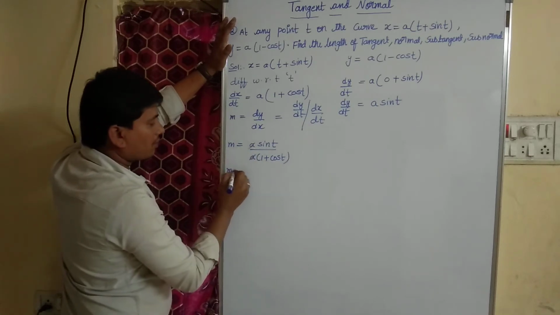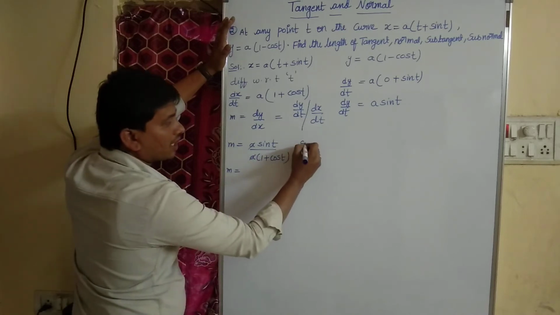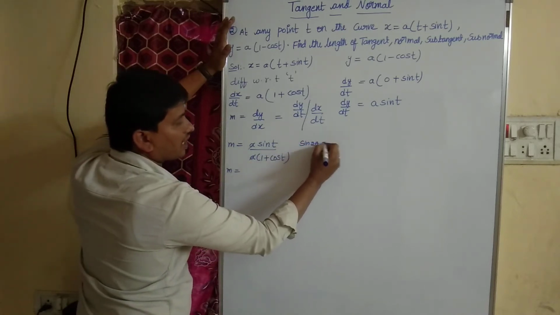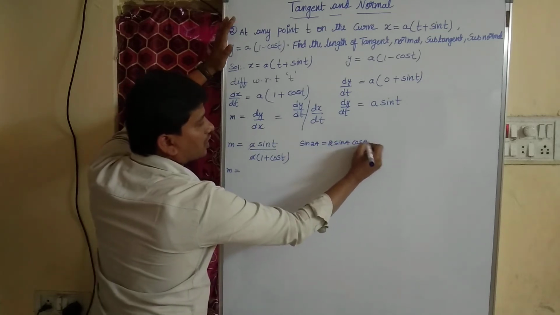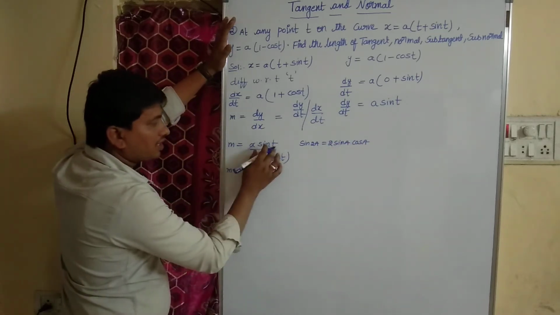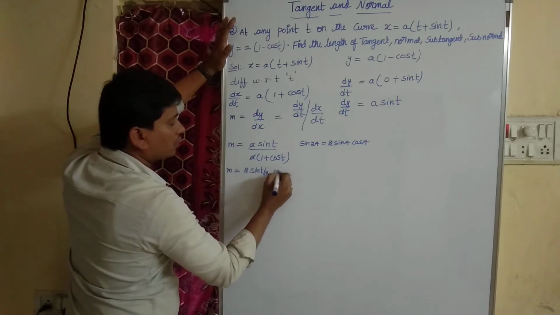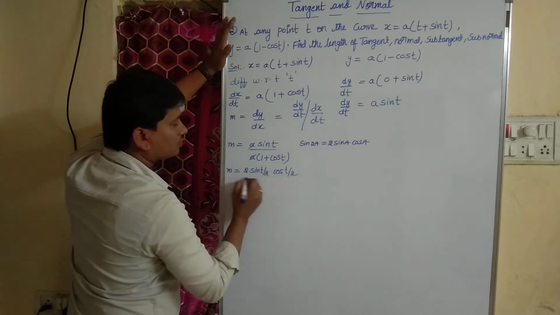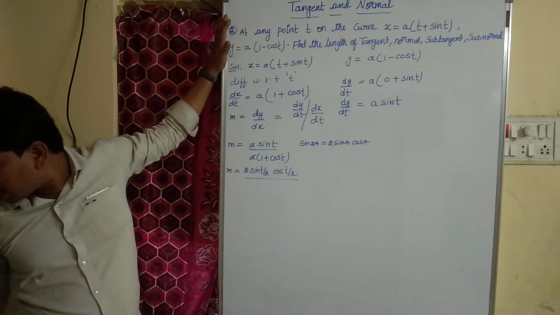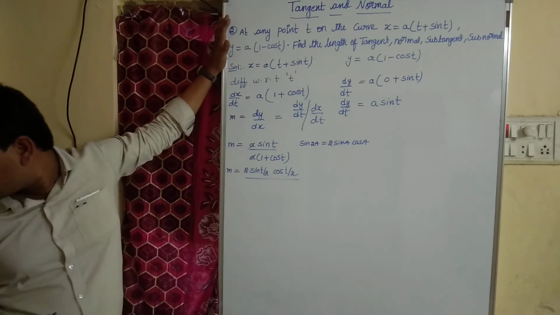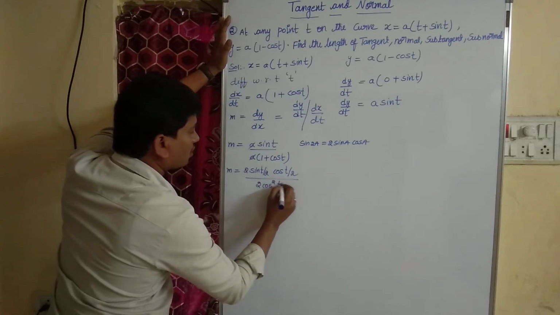A gets cancelled. M equal to, children, we have the formula for sin 2a. What is the formula of sin 2a? 2 sin a cos a, right? How can I write sin t? I can write it as 2 sin t by 2 cos t by 2, divided by, how can we write 1 plus cos t? 1 plus cos t we can write as 2 cos square t by 2.